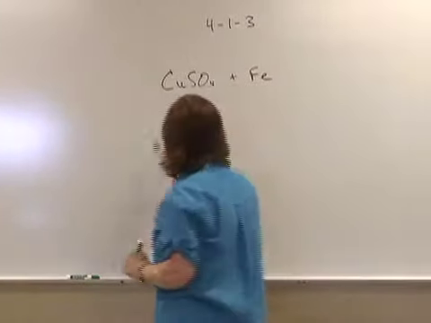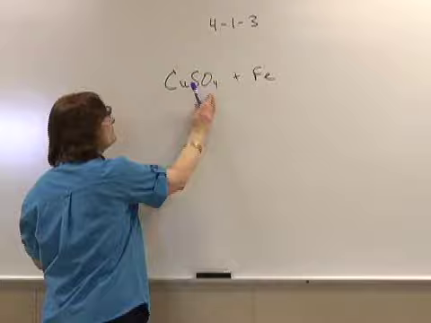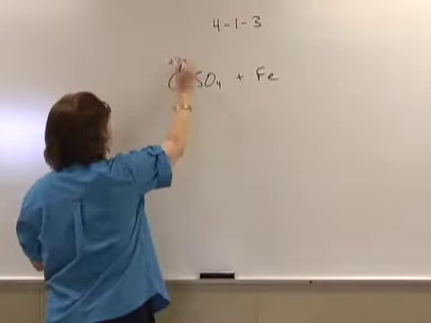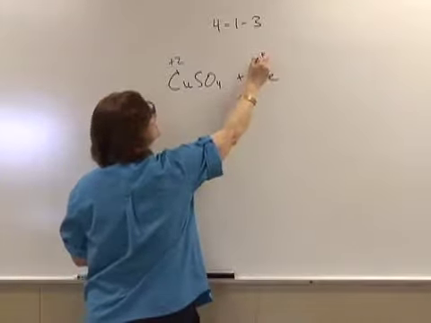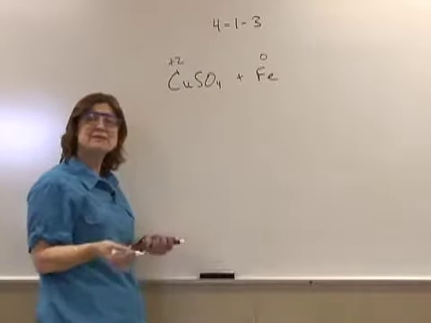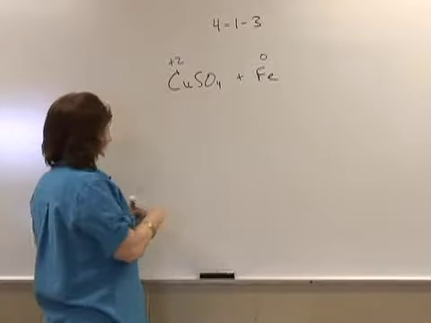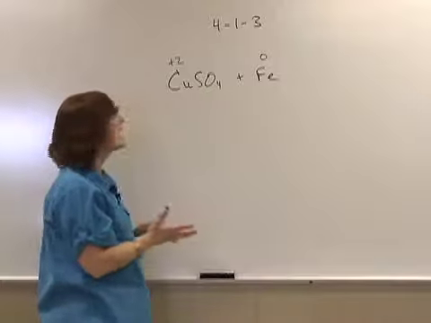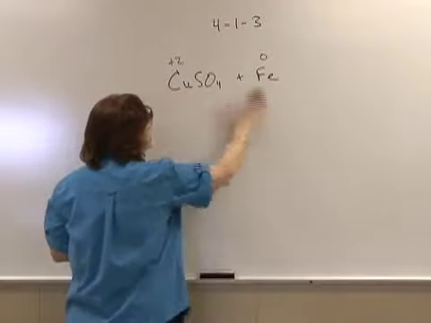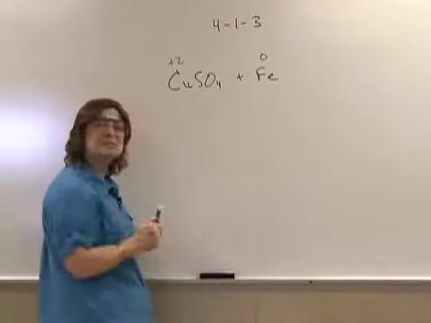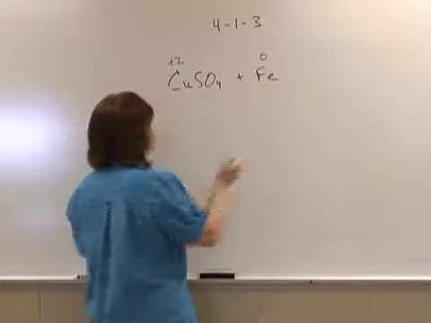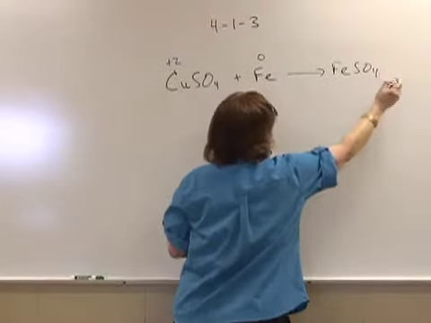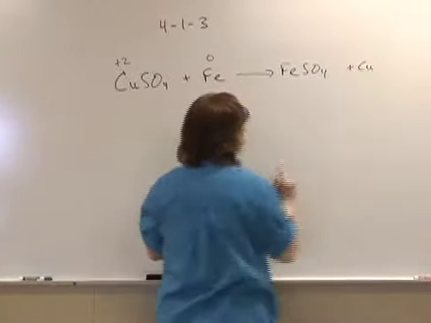We have copper 2 sulfate, and in this the sulfate has a -2 charge, and therefore copper is +2 here. And iron is 0, it's elemental, it's standing by itself, therefore it's 0. Now when we see this, we see it is a single replacement or a single displacement type of reaction, where the iron is going to displace and take the place of the copper, and therefore we are going to have the iron sulfate and the copper.